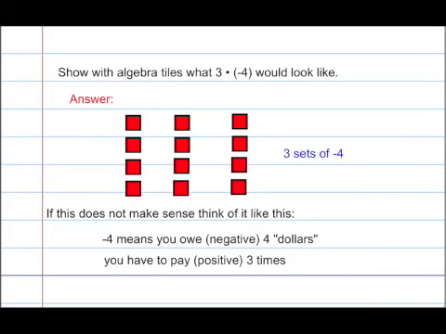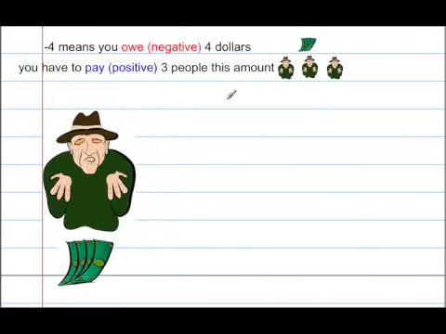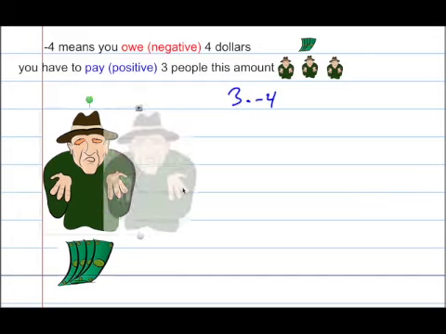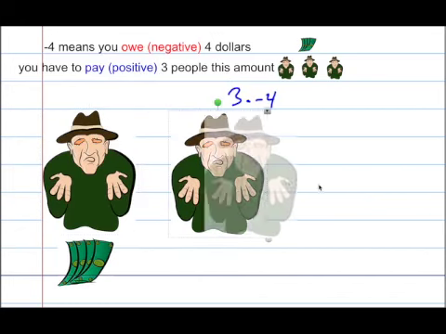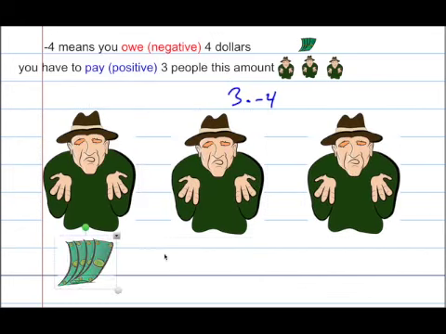So over here, algebra tiles as well. If I were to say 3 times negative 4, another way of looking at this is negative 4 means that you owe $4, all right? And the positive 3 is saying that that's how many people you have to pay. So I have to pay 3 people, and each person I have to pay $4.